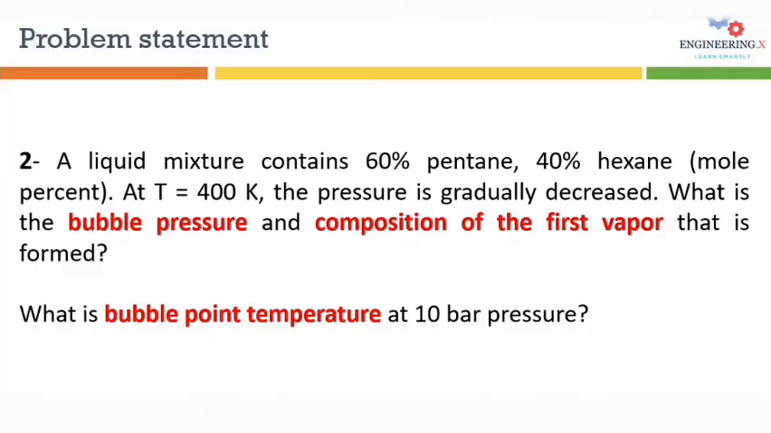Now let's solve a problem for mixtures. The problem statement is: a liquid mixture contains 60% pentane and 40% hexane in mole percent. At 400 Kelvin, the pressure is gradually decreased. What will be the bubble pressure and the composition of the first vapor that is formed? And in the second part, we have to find what would be the bubble point temperature at 10 bar pressure. So let's move to HYSYS to solve this problem.